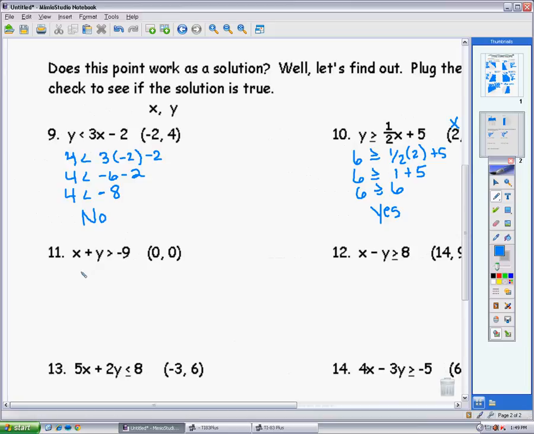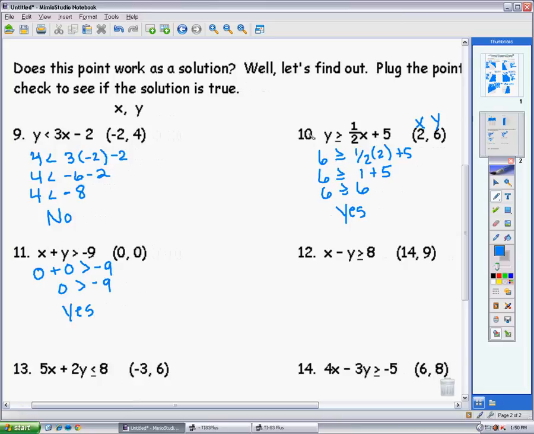Number 11, 0, 0. Well, 0 plus 0 is greater than negative 9. Is 0 greater than negative 9? Yes. So that is a solution. 0, 0 is a solution. 12. We get 14 minus 9 is greater than or equal to 8. 14 minus 9 is 5. Is 5 greater than or equal to 8? No. So 14, 9 is not a solution.